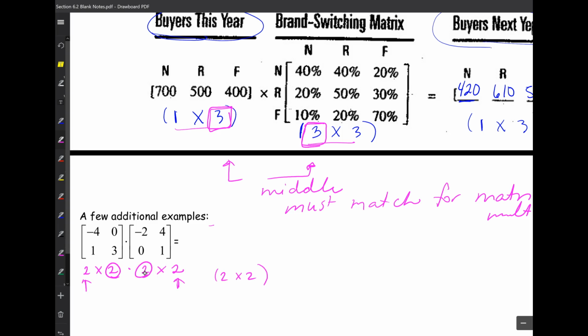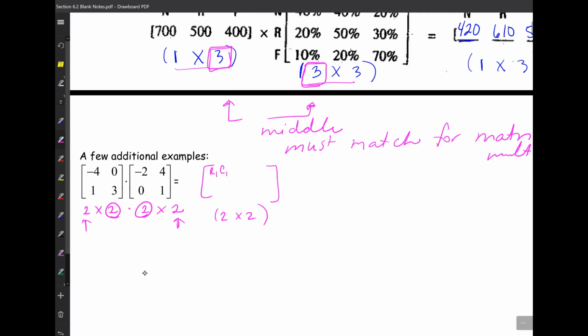Know that our result is going to be a 2 by 2. And we're going to see how we obtain the element in each part of the matrix. So first, let's label what each element's position is called. If I'm looking at finding the element that will occur in row 1, column 1, let's start there. How do we obtain that element?